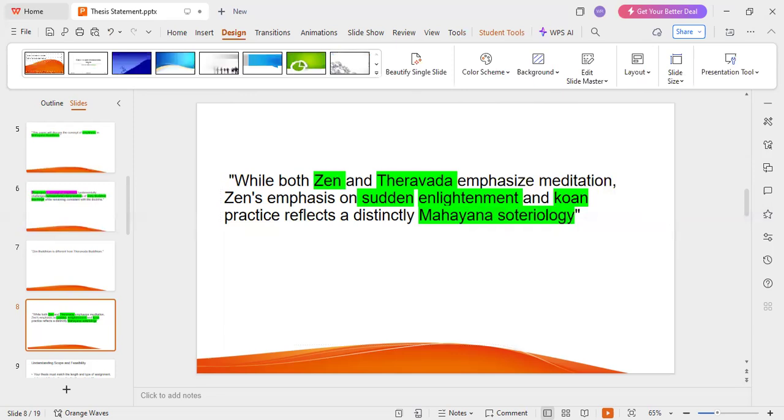So that's one way of identifying a good thesis statement as well. If you have several keywords and a strong argument, you can see that it tends to identify specific differences, and also it is trying to cater to the doctrinal significance. Likewise, there you can see.